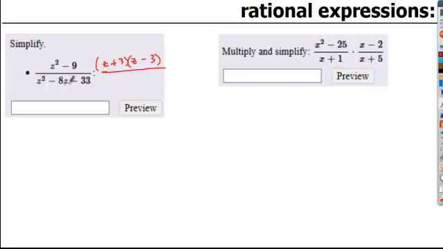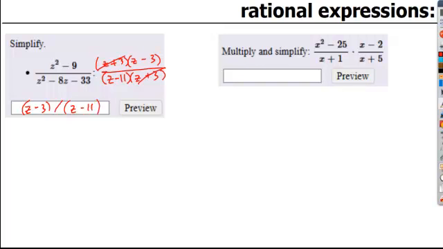And then in the denominator, we look for the two factors of negative 33 whose sum is negative 8. That would be a minus 11 and a positive 3. Cancel the factors that you can, and that would be your solution: Z minus 3 divided by Z minus 11.